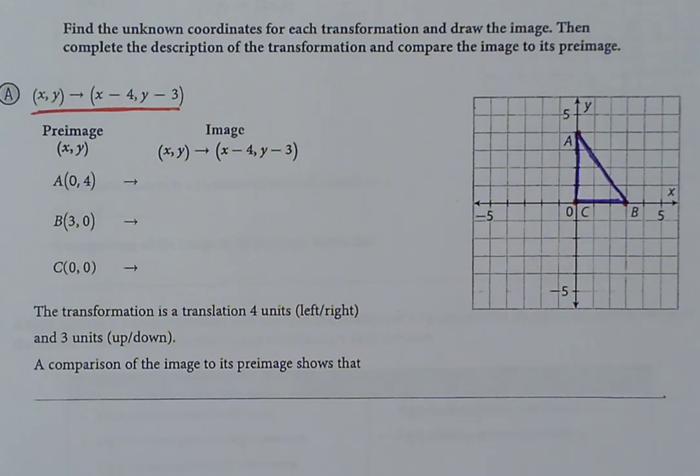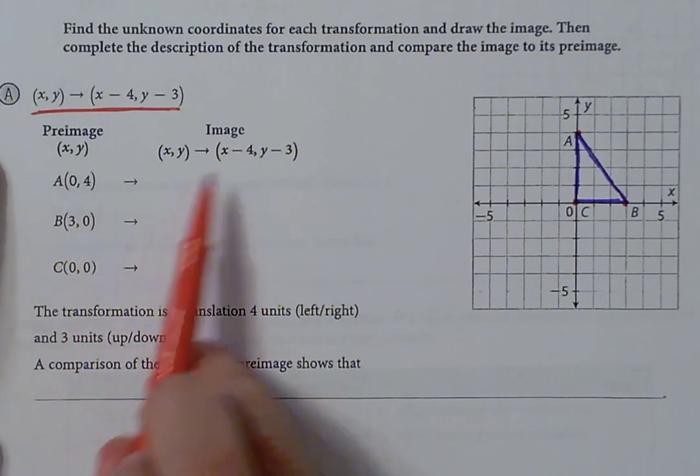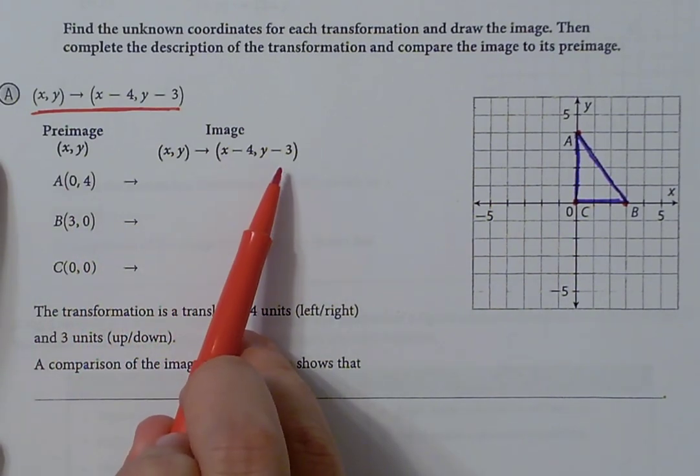So that is our starting point. That is our pre-image, our x, y. Now the image, or the transformed shape, is going to take place by plugging in these values for x and y into the coordinate notation.